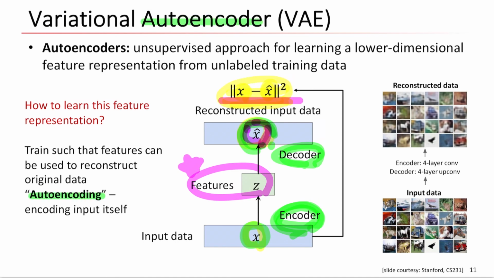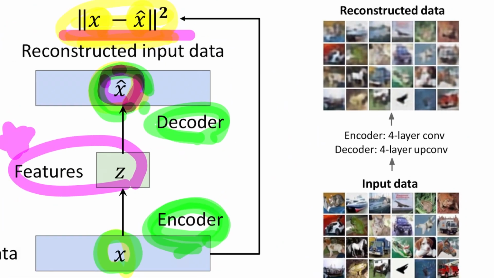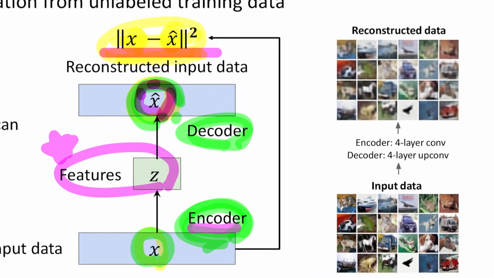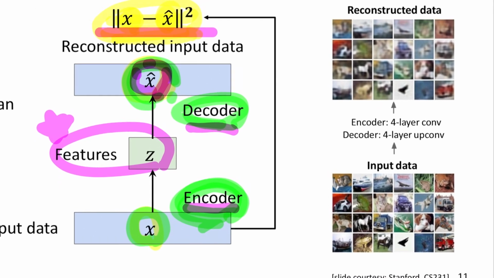So in this case, auto encoding means that this architecture encodes the input signal X itself, right? This is the way to train the autoencoder by using this reconstruction term. Generally, the encoder and decoder are defined by a neural network or a convolutional neural network.